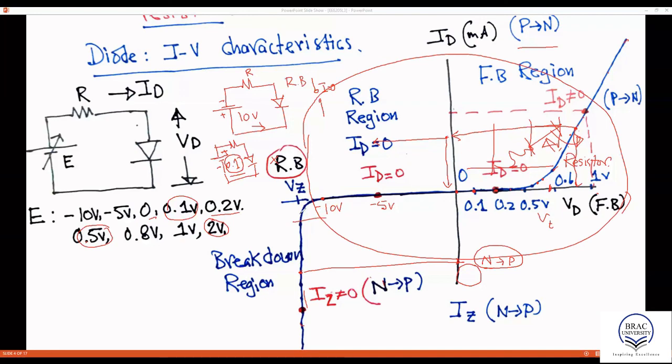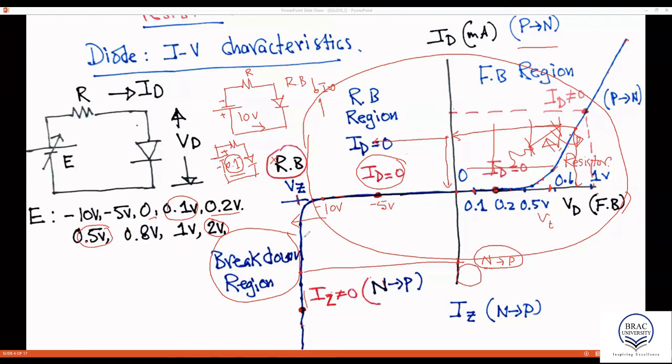When it comes to this region, which we call the breakdown region, it behaves differently. So in the normal reverse bias region, the current is 0 when it is reverse biased, and when the diode is forward biased, there is current. But the diode enters into the breakdown region when the reverse bias voltage is above a certain value, which is Vz. When the diode enters into the breakdown region, a current starts to flow, and in that case, the current always flows from N side to P side.